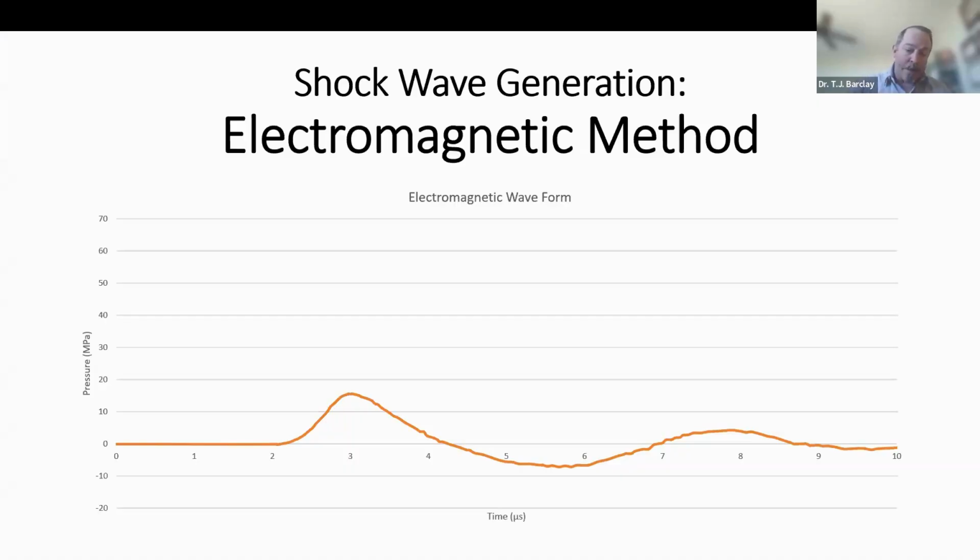And a characteristic of the electromagnetic generators is they tend to have lower peak pressures and are usually only true shock waves at their very highest energy settings, which is a potential downside to those types of generators.